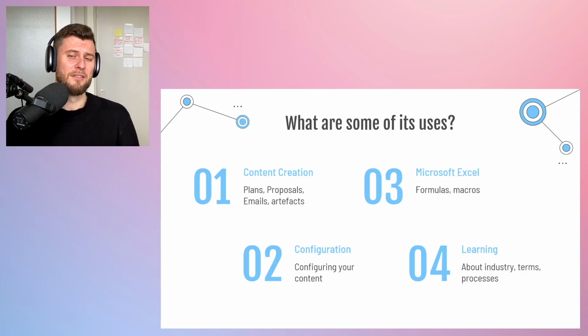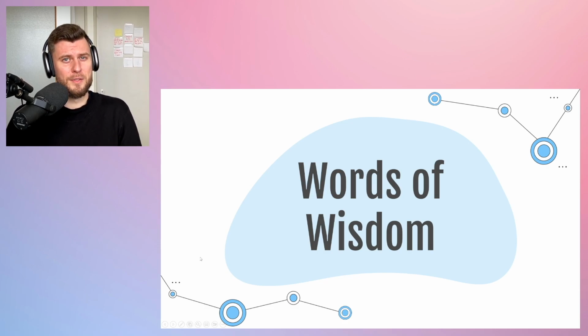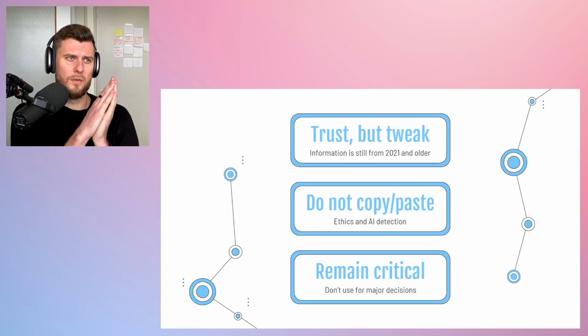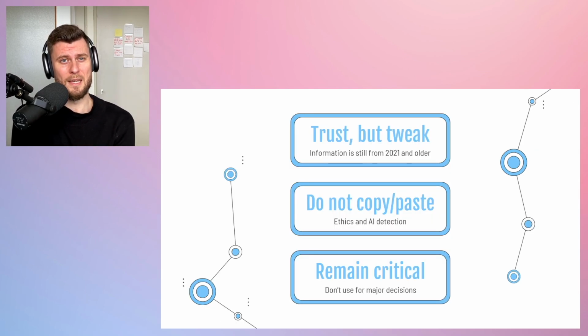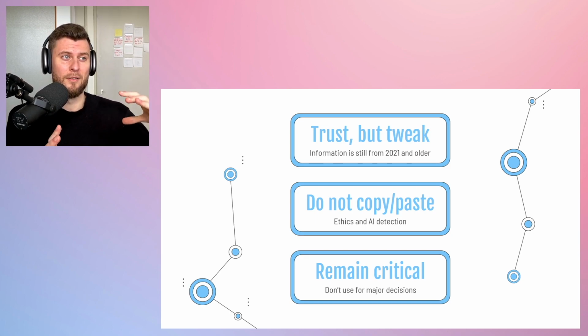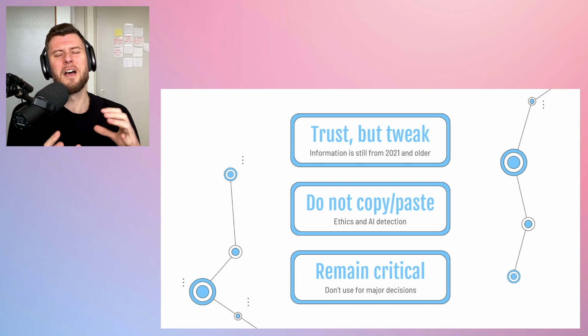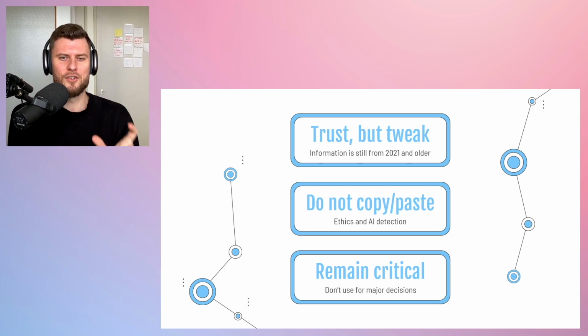Now, after we have looked at some of the uses of ChatGPT, I will say a word of caution for those that are using it, primarily analysts and junior consultants. I would say that you want to trust the information, but of course tweak it. Now, the information is from 2021 and older, so any new information from 2022, 2023 is not in the system. So for example, if you are writing a report on the British monarchy, it will still write from a point of view that the queen is still alive. So you always want to be not fully trusting the information, but making sure that you tweak it.